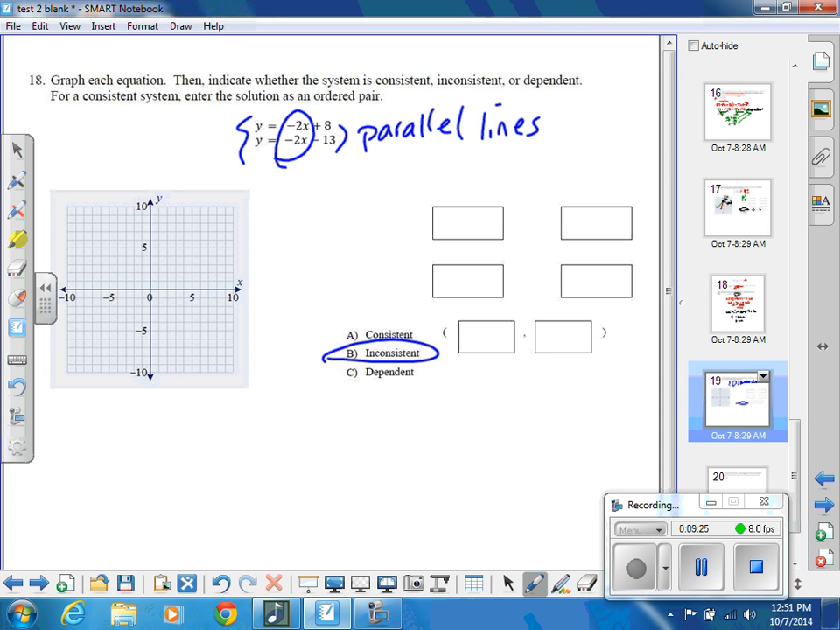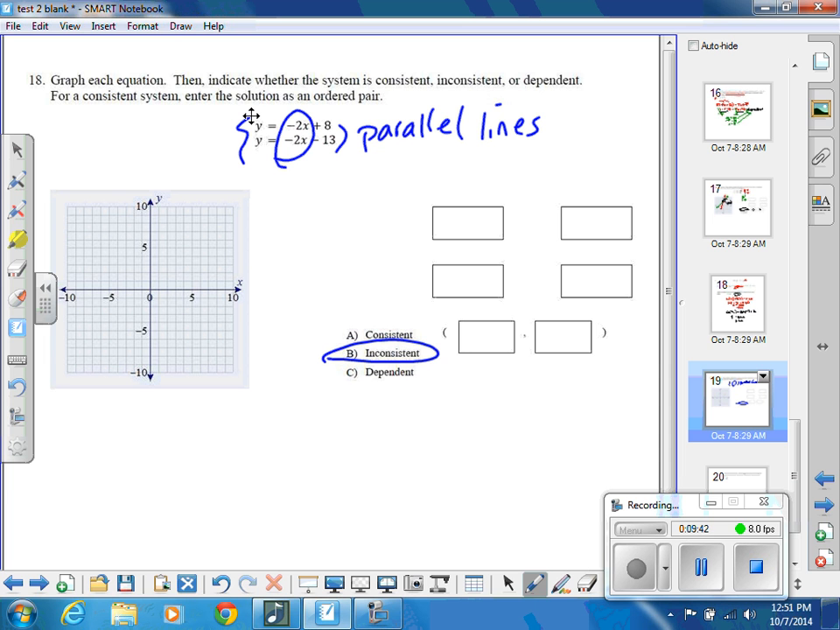Do they meet? No. Okay? Dependent systems are the same line, one line. It's one of the lines that's in disguise as the other one, as we saw in that earlier problem, where you get 0 equals 0. So let's go ahead and graph them. Let's look at the graph.